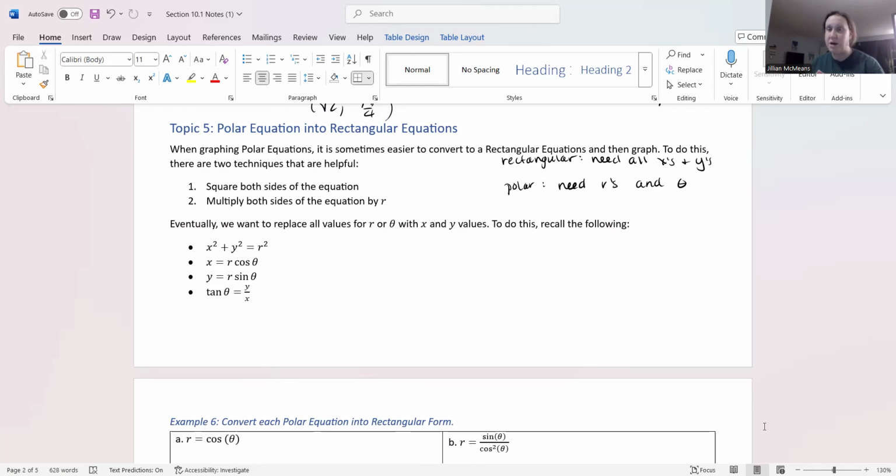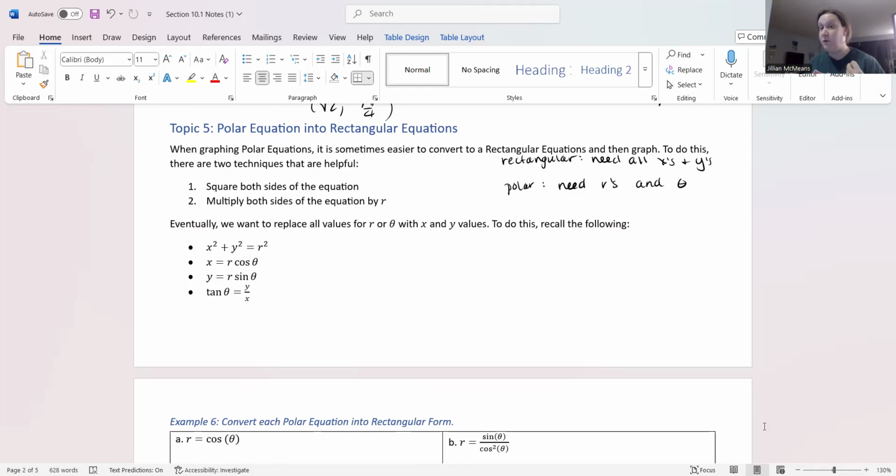There are going to be some situations where having an equation in rectangular form is just bananas, so we convert it to polar form. To do this, we have two helpful techniques. One thing we can do is multiply both sides of the equation by r, and some magical things can happen. Sometimes we can square both sides of the equation and magical things happen. Sometimes neither of those is the most useful thing. I do have one example where we're not going to square both sides or multiply both sides by r. We're going to do something else, but you'll see it when the time comes.